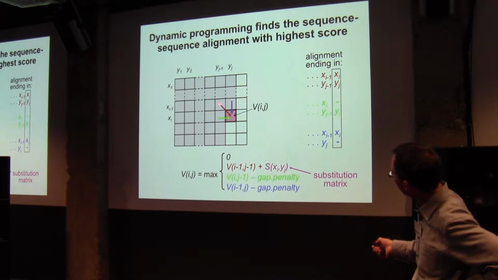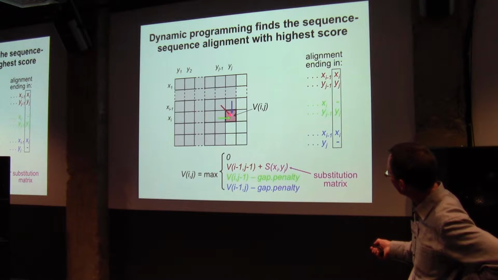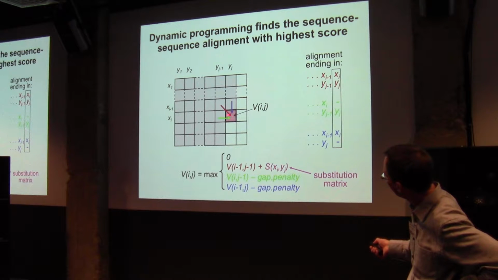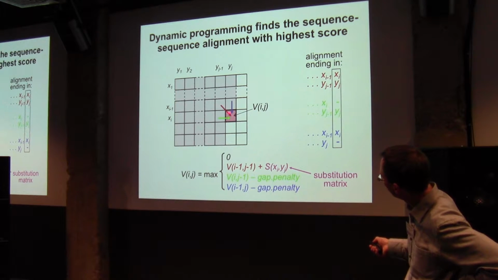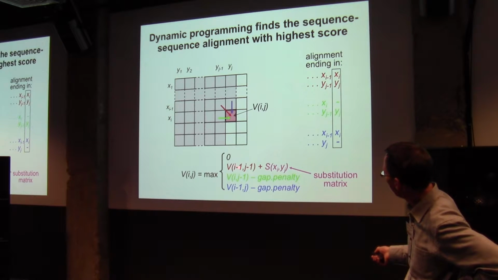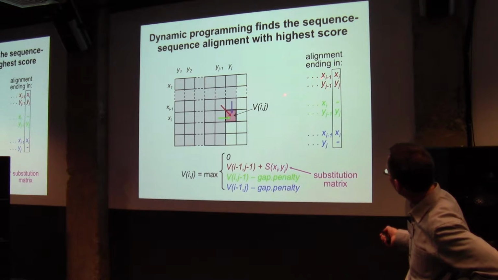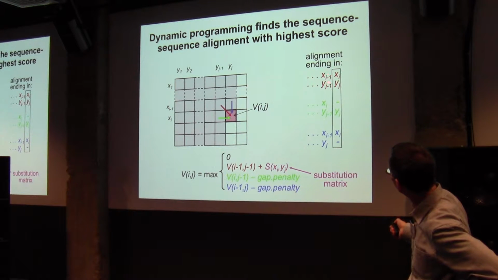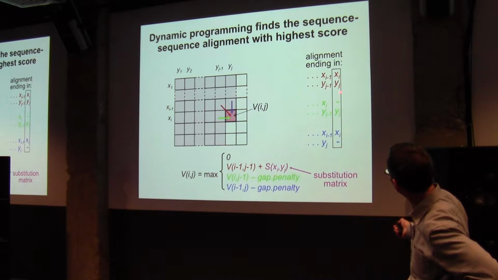But the second possibility is that the best score that you get is by coming through this cell here. So then the score for this cell would be, of course, the score for this cell plus the match score for xi and yj. So that is the best score for i-1, j-1, this cell, plus the match score for xi and yj. But you might also have a gap. So this first possibility is that x i-1 and y j-1 were aligned, and xi and yj.